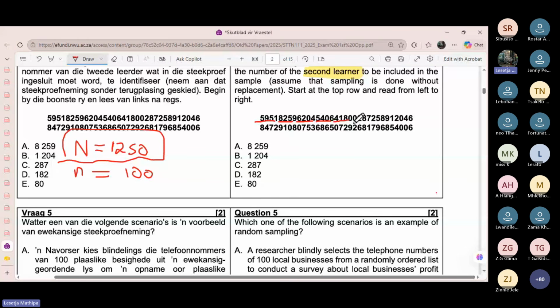Now we have 0,287. Look at this one. That will be the first learner here. This 0,287, we know that it's 4 numbers, 0,287. But on your multiple choice, they're going to take it as 287. But when you look at the random numbers, it's 0,287, which is less than 1,250. Remember, it does not exceed our population.